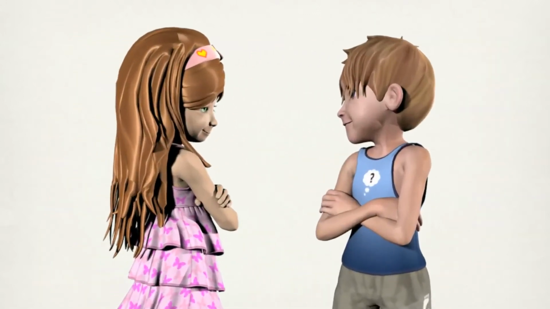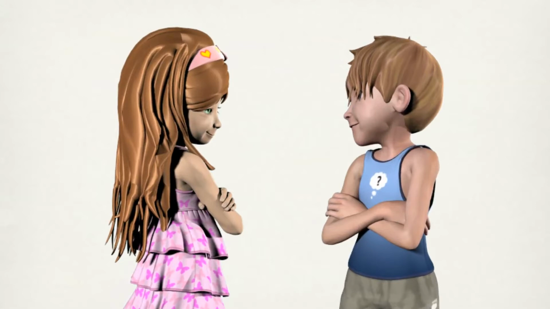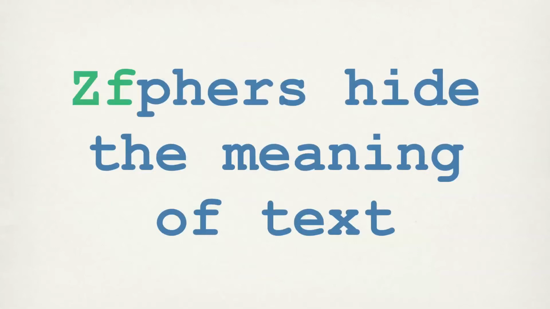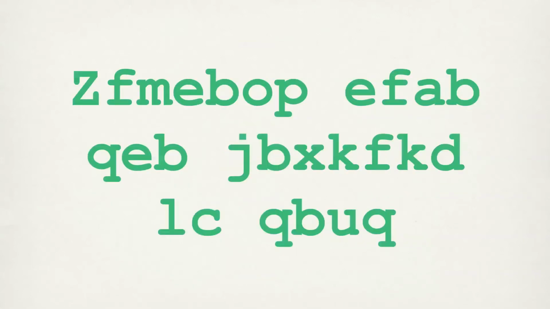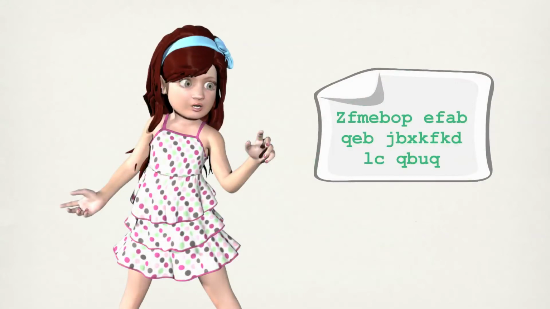Alice and Bob like to keep secrets from Eve. When they write notes, they use a cipher. They change each letter in the original note with a letter from the cipher. Eve can't tell what they're talking about.